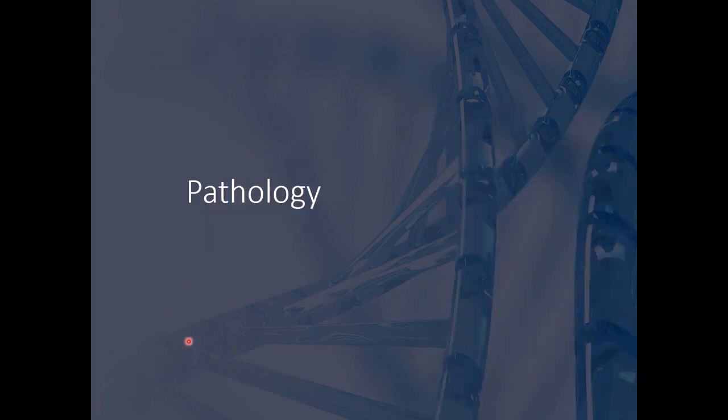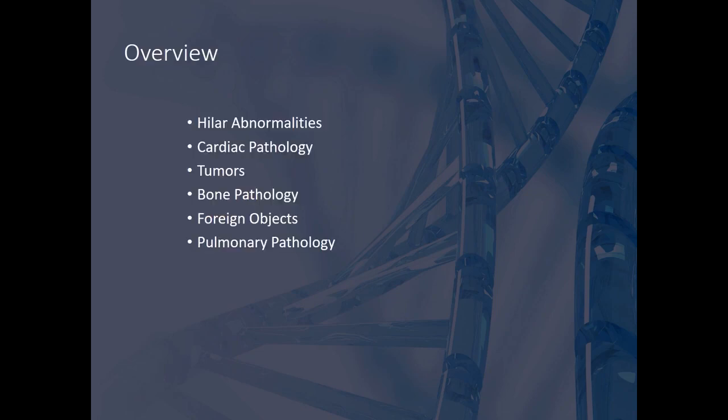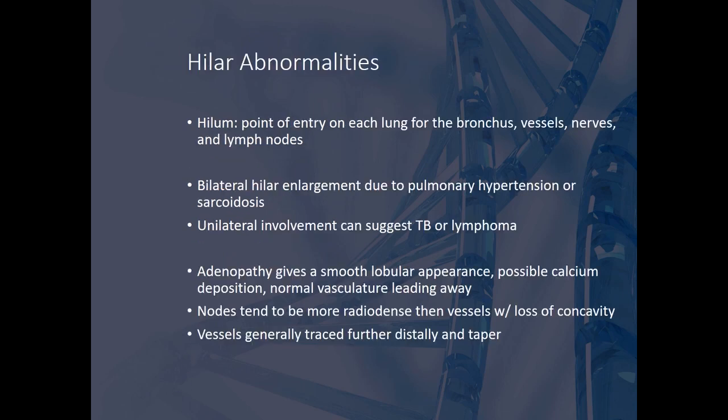So now getting into different pathology that's associated with the chest x-ray. Things that we break down to is the hilum, cardiac system, different type of tumors, bone pathology, what are foreign objects or indwelling lines, and pulmonary pathology. So getting into the hilum, what is the hilum? It's the point of entry on each lung for the bronchus, the vessels, nerves, lymph nodes. A lot happens in this region.